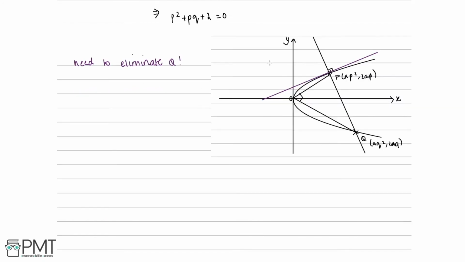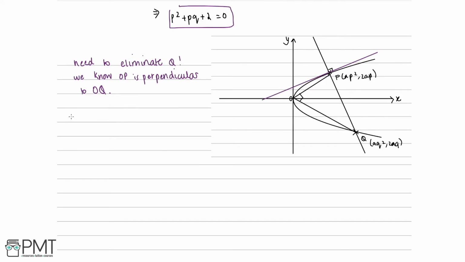Well, this is our diagram over here. We know that OP is perpendicular to OQ. So if we can somehow use that fact in order to find a value of q in terms of p, we can substitute that value of q back into our quadratic equation over here in order to find the value of p, or p squared. So how do we use this fact that OP is perpendicular to OQ?